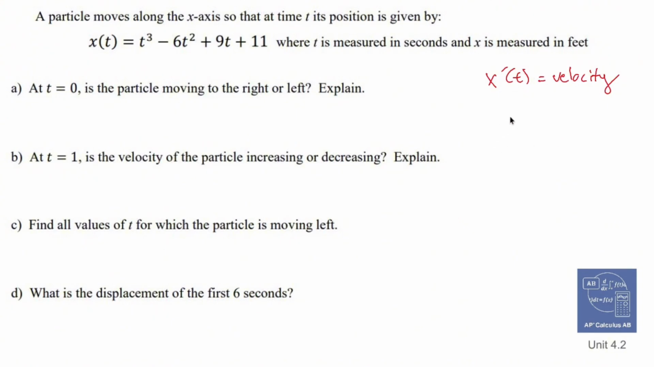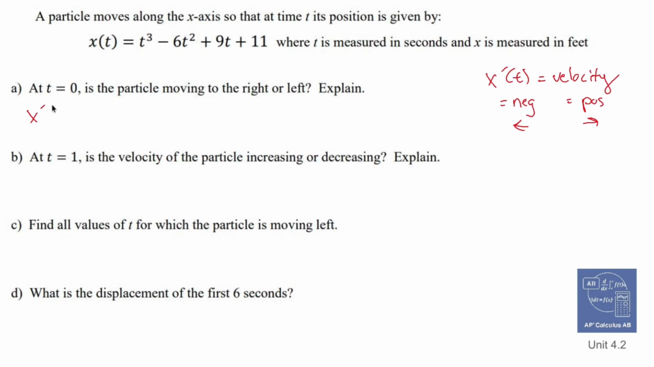All right, so here, a negative velocity would mean going left. So if this is negative, that would mean we're going left. If this is positive, that would mean we're going right. So what I want to do with this first guy is, at t equals 0, is the particle moving right or left? I need to take the derivative, okay, and see where I'm at when t equals 0.